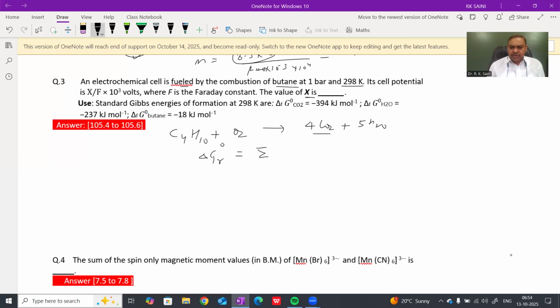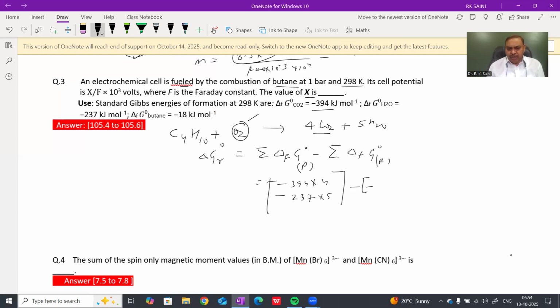We know that the standard Gibbs energy of formation is the summation of the Gibbs energy of formation of all products minus that of all reactants. Putting these values, the value of CO2 is given, minus 394 into 4. The value of H2O is also given, minus 237 into 5. These are the products, minus the reactant. The reactant is butane, because the standard formation value of O2 is taken as 0, and this value is given as minus 18. Therefore, we find the value of ΔG.